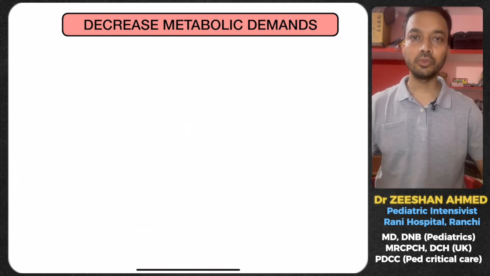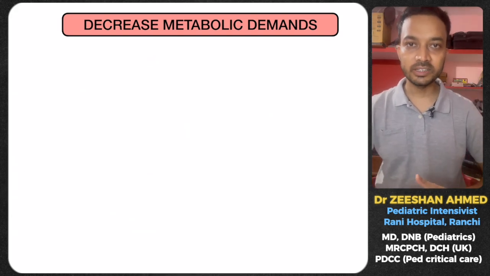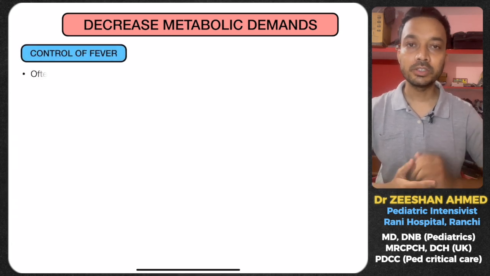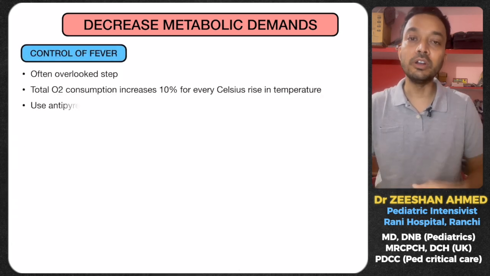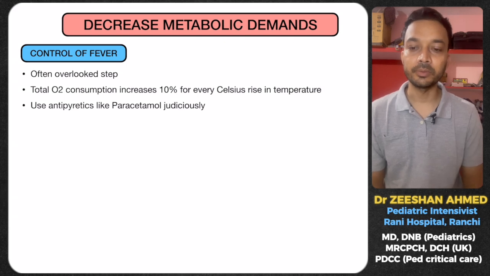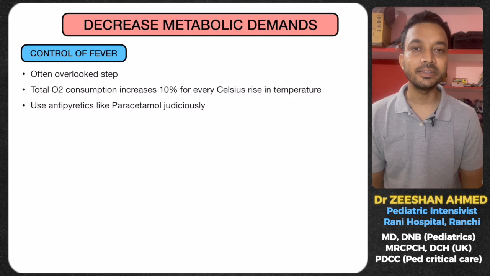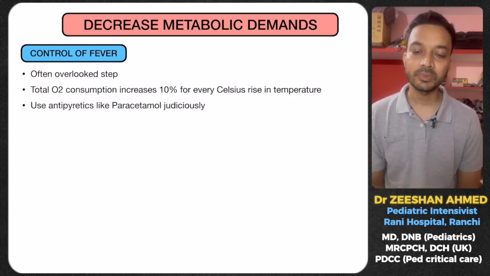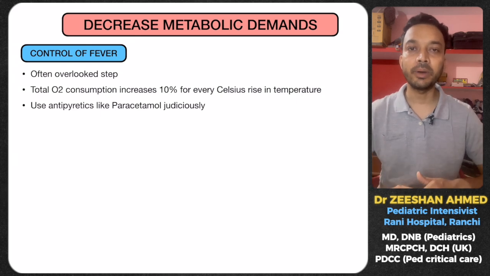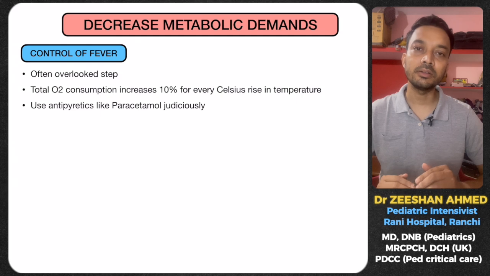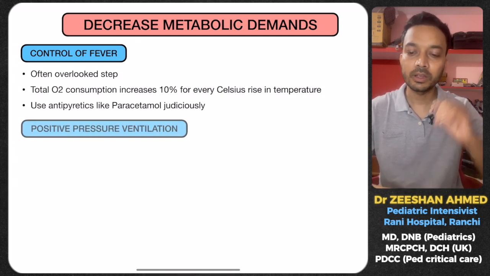Now, we will discuss the ways to decrease the metabolic demands. First of all, the very important and very overlooked step, which is the control of fever. Because the total oxygen consumption by the body increases by about 10% for every degree Celsius rise in temperature. So we have to use antipyretics like paracetamol very frequently to keep the temperature at the normal level.